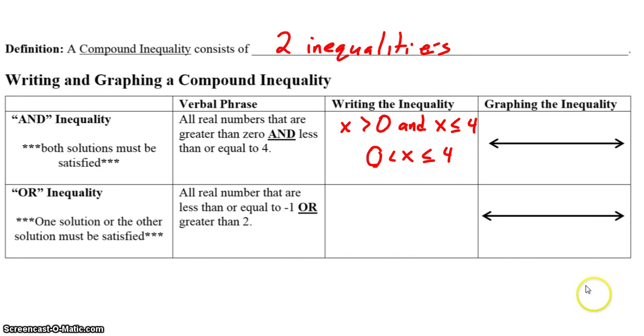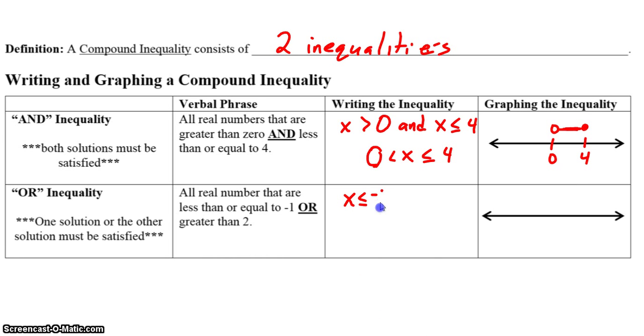Now, when you graph this, what it would look like is on 0 you'd have an open circle, and on 4 you would have a closed circle. It's this grouping of numbers right in between 0 and 4.